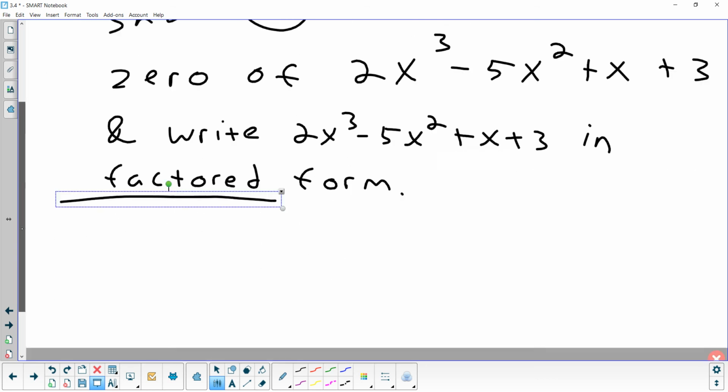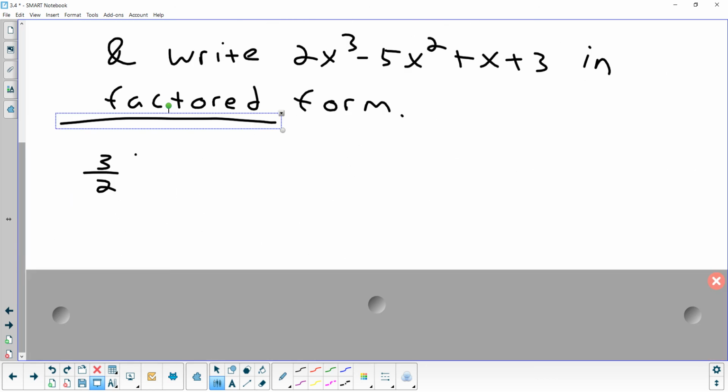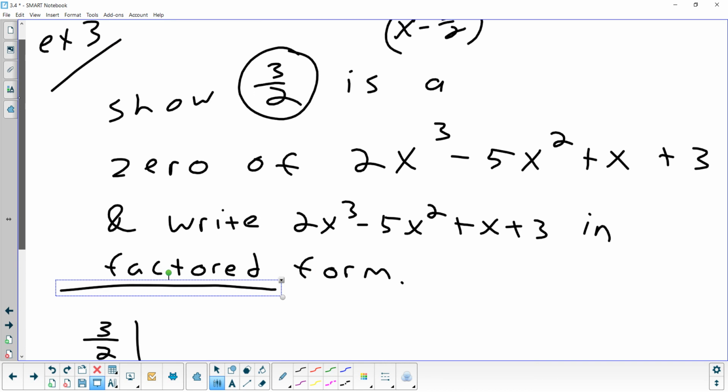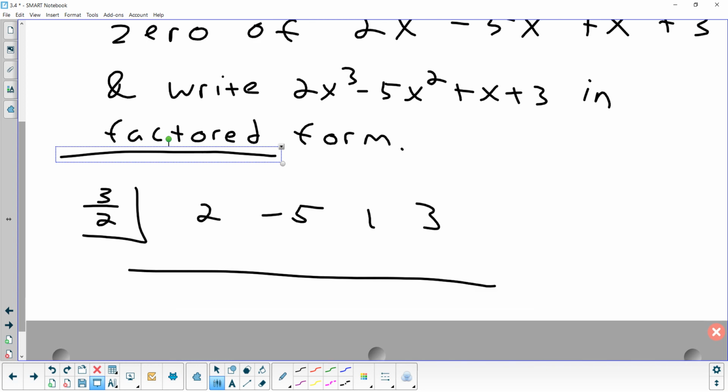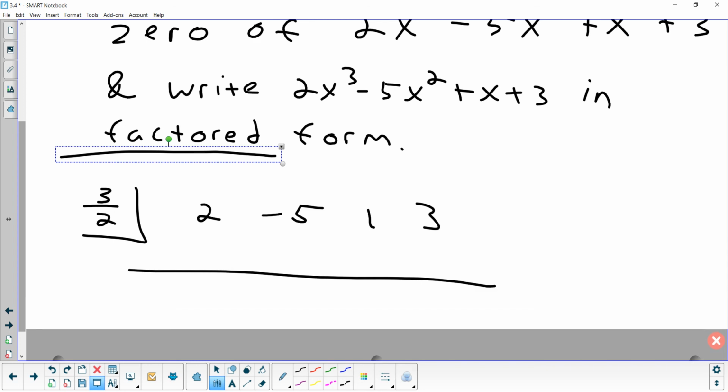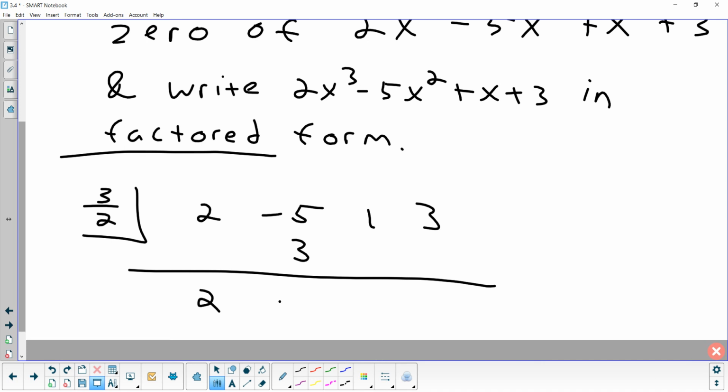So let's put 3 halves on the outside. Let's put 2, -5, 1, 3. And bring down 2. All right. Chris, what's 3 halves times 2? That would be 3. -5 plus 3, Ethan, gives me -2. Yep, -2.